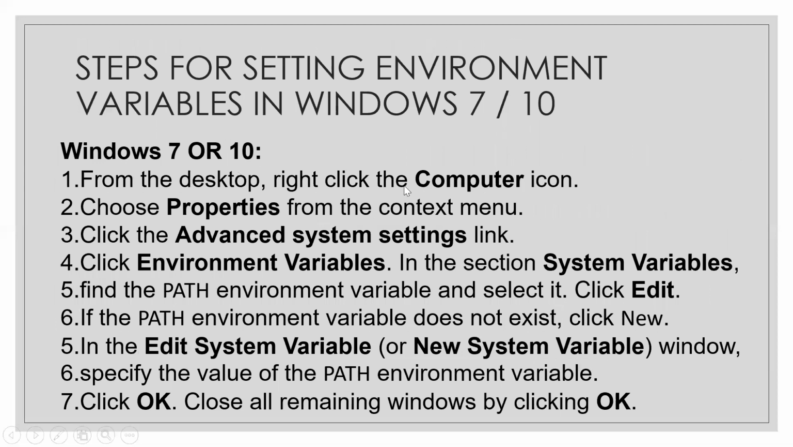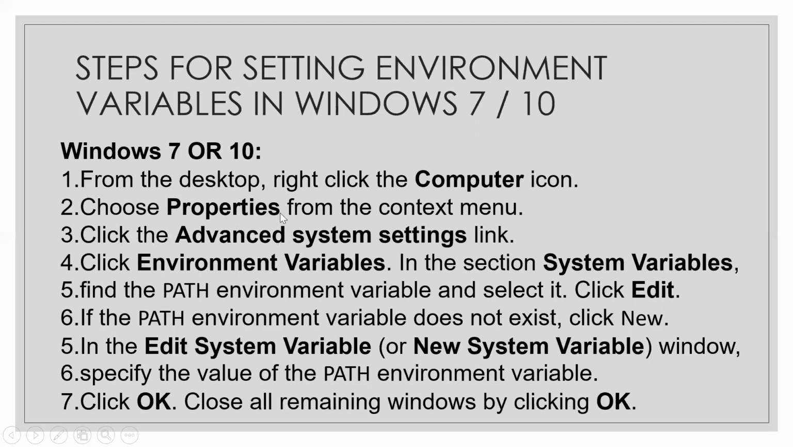These are the steps for setting your environment variables in Windows 7 and 8, whichever you have on your computer. From the desktop, right click the computer icon, this PC or this computer. This is an icon which is always available on our Microsoft Windows operating system. Choose properties from the context menu. From the drop down menu you will find an option named properties, so you have to choose it.